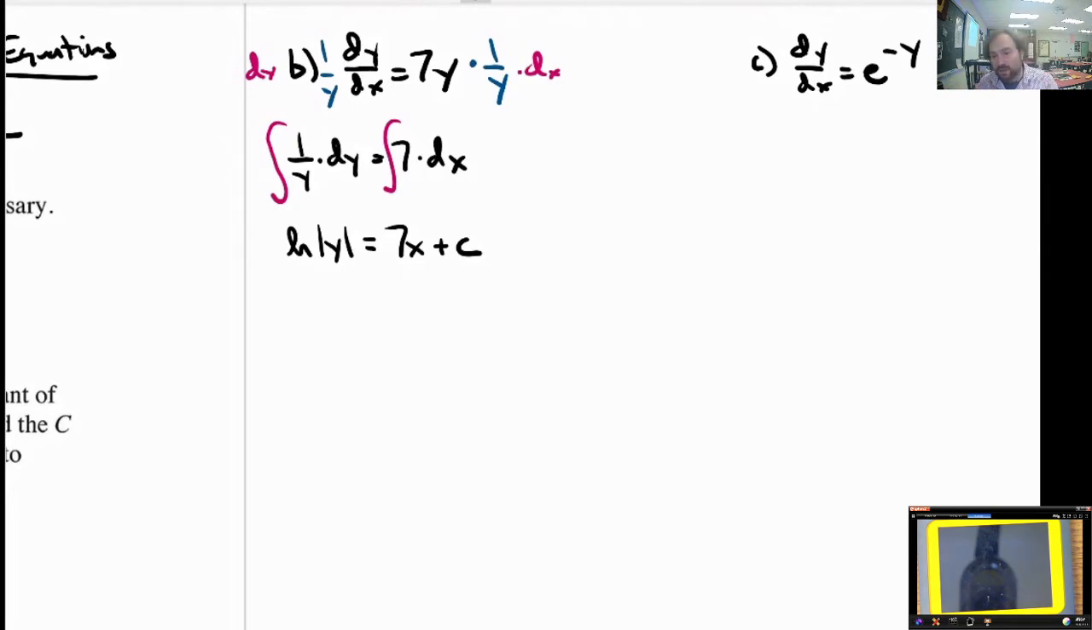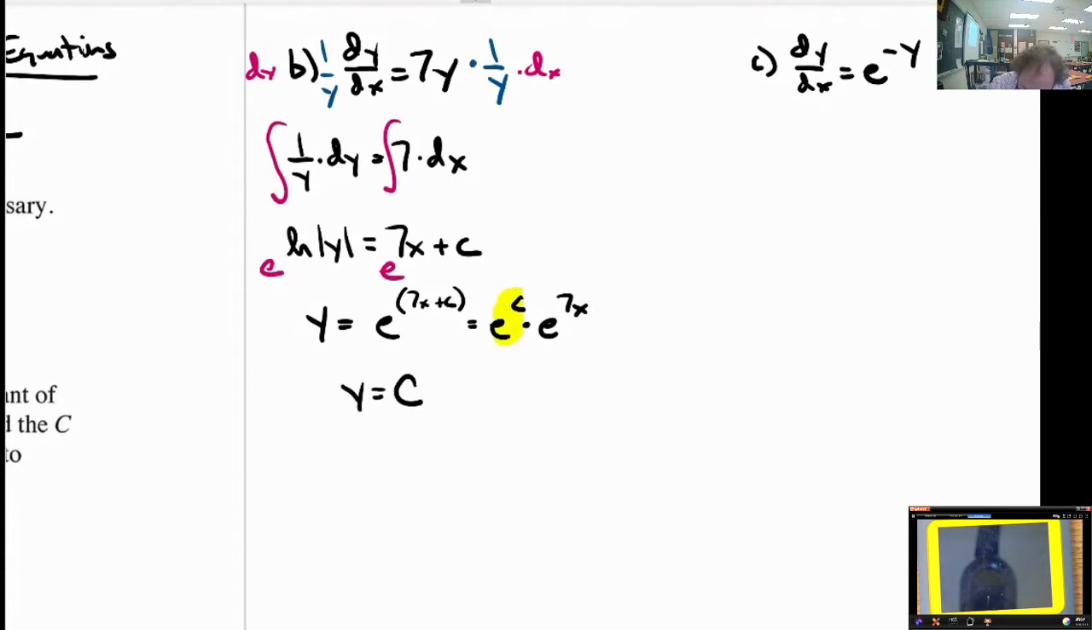Now, this is a really common differential equation. The next thing we're going to do is take e and raise it to the power of both sides. e to this, e to that. It's going to look like that. e to the natural log of y just becomes y, and this is e to the, in parentheses, 7x plus C power. A little bit of algebra goes like this: we're going to have e to the constant power times e to the 7x power. And then since C is already just a general constant, the equation is y equals some capital C times e to the 7x. And there you go.